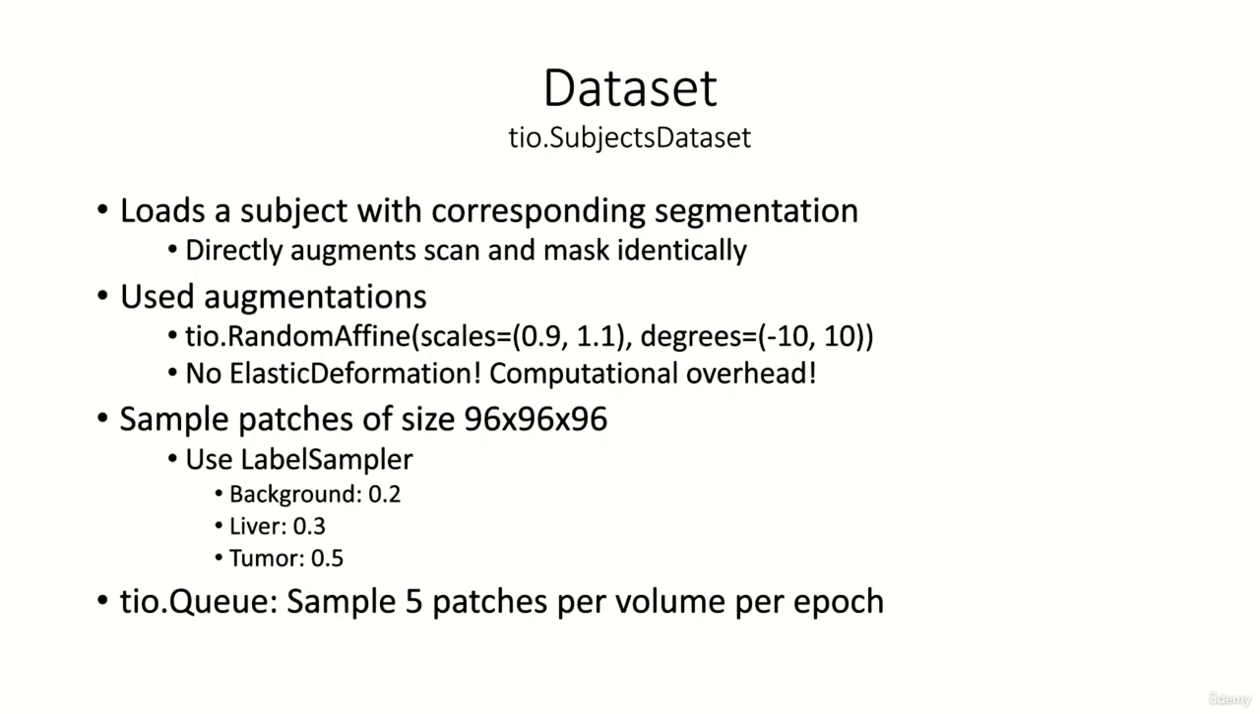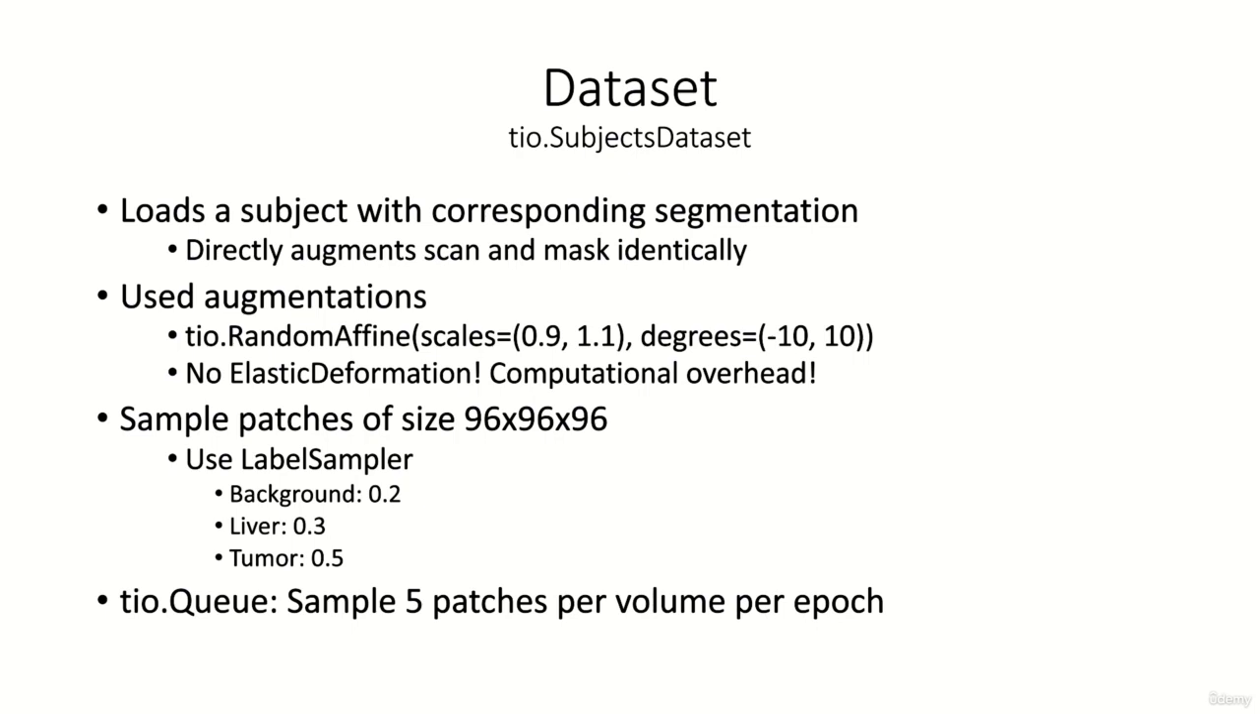The TorchIO subjects dataset needs to load a subject and return it with the corresponding segmentation. It directly augments scan and mask identically. We use small random scales and rotations for data augmentation. We don't use elastic deformations because of the computational overhead. After that, we use the label sampler to sample patches of size 96 to the power of 3. Hereby, 50% of all patch centers shall contain a tumor, 30% shall contain the liver, and 20% everything else.